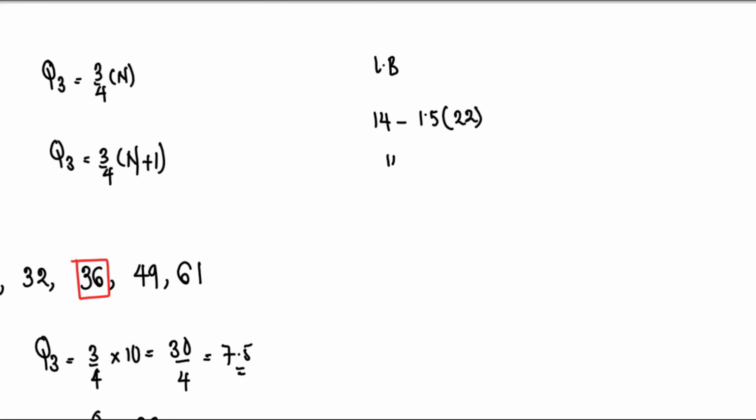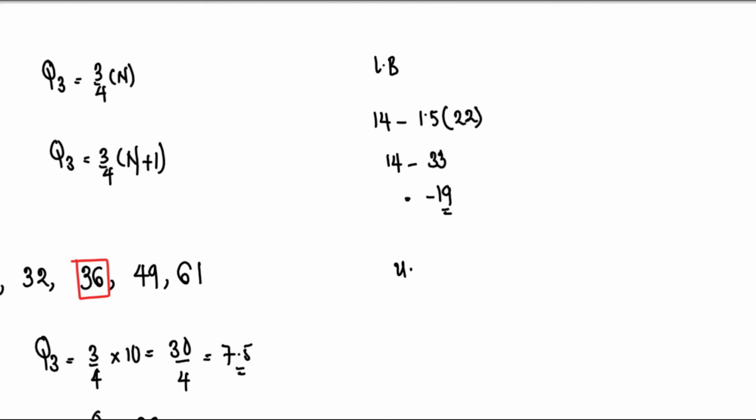So we have 14 minus 1.5 times 22, and that gives us 33. So 14 minus 33 gives us minus 19. So the lower boundary of our fence is equal to minus 19. So let's get the upper boundary.